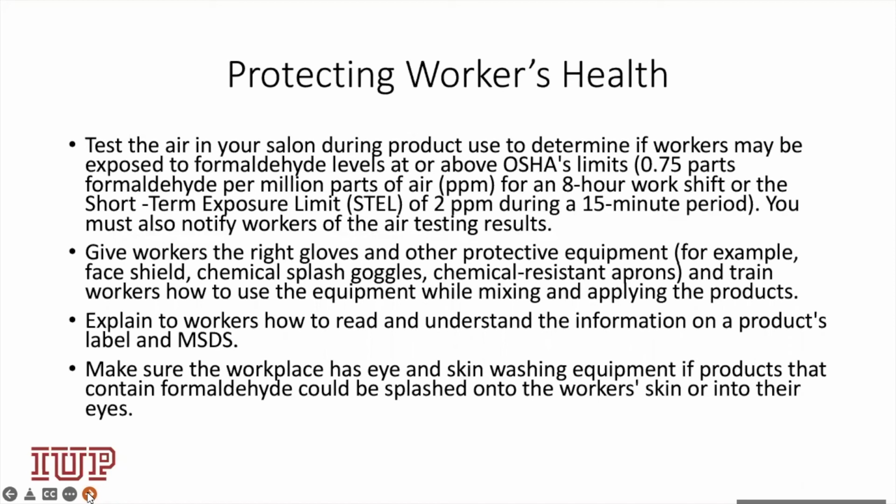To also protect workers' health, employers can give workers the right gloves and other personal protective equipment and train workers how to use the equipment. It's also very important to explain to workers how to read the material safety data sheets and to make sure there is an eye washing station if products that contain formaldehyde can be splashed onto the worker's skin or into their eyes.